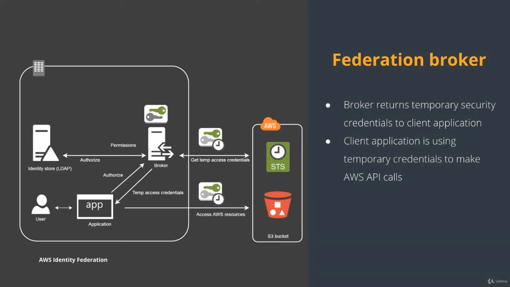Both of these actions return set of temporary security credentials. It means access key ID and secret access key. It also includes session token and expiration time. Please note, returned credentials are not the same ones that are being used by Federation Broker. These temporary security credentials are returned to application and they are used to make API calls to AWS resources.